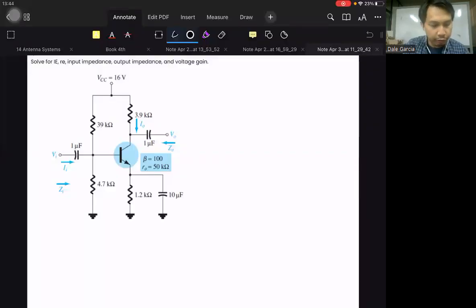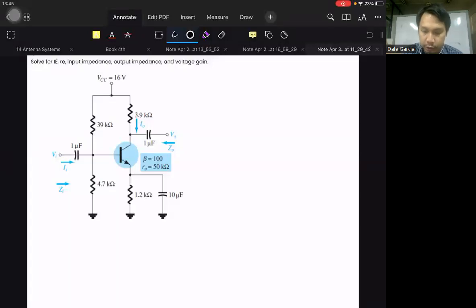So let's first solve the previous seat work that I have assigned for you. I think most of you have submitted this one. We'll try to check if it's correct by your answer. It's a voltage divider bias circuit, and required are IE, RE, ZI, ZO, and AV.